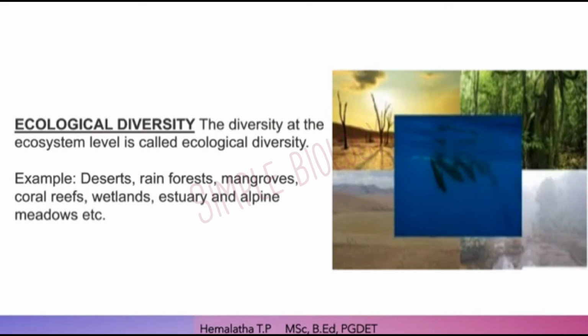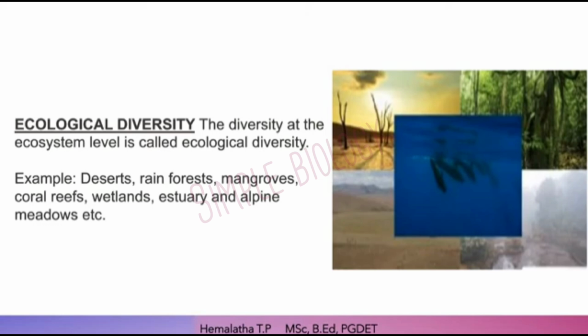The desert region has its own particular way of organisms living there, and the plants are also different compared to the evergreen ecosystem. And also the aquatic ecosystem is different from the terrestrial ecosystem. Like this, ecosystems can also have a diversity in the living forms, that is called ecological diversity. For example, deserts, rainforests, mangroves, coral reefs, wetlands, estuaries, and alpine meadows. All these are some examples of ecological diversity. In a broader way, when we classify the diversity, we can call it ecological diversity.